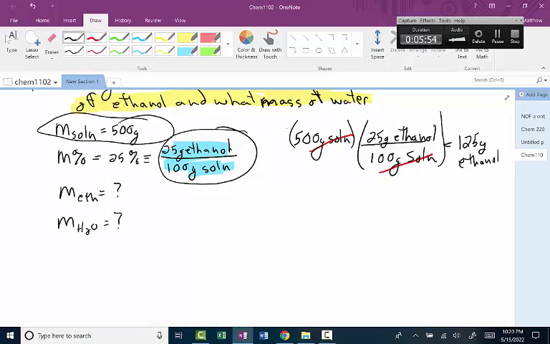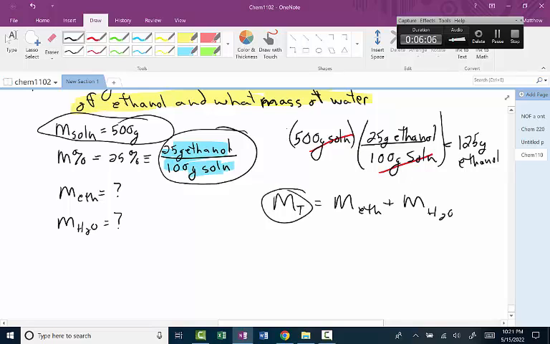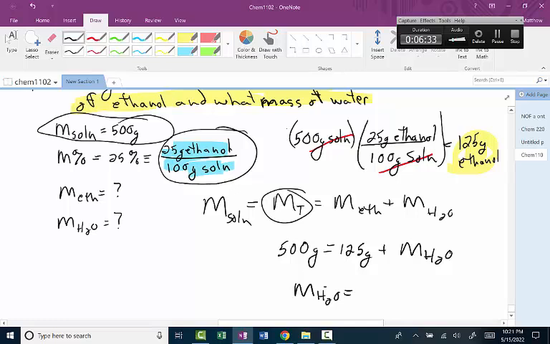Now all I got to do is figure out how many grams of water, but I know the mass total is equal to the mass of ethanol plus the mass of water. That's our definition of the mass of solution. And so I know that 500 grams equals the mass of ethanol, which I know over here on the right, and that is 125 grams, plus the mass of water. We solve this and we get the mass of water is equal to 375 grams of water.